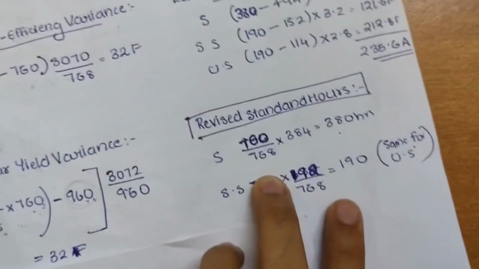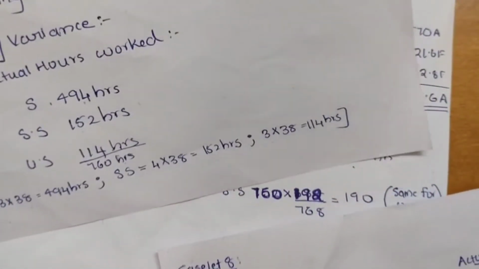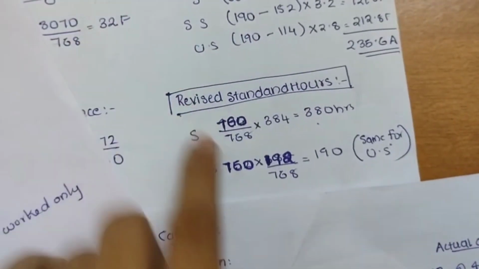So we know that this is the actual hours worked: 494, 152 and 140. I'm just keeping it aside. Okay, so let's calculate revised.